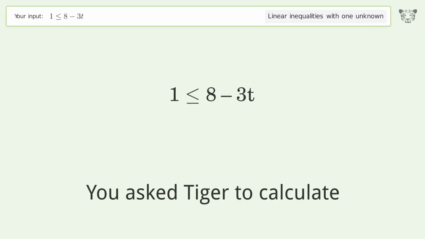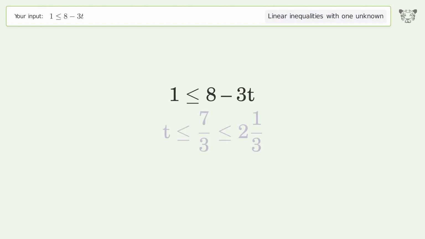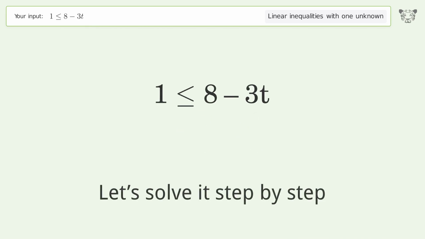You ask Tiger to calculate. This deals with linear inequalities with one unknown. The final result is t equal or smaller than 7 over 3 equal or smaller than 21 over 3. Let's solve it step by step.